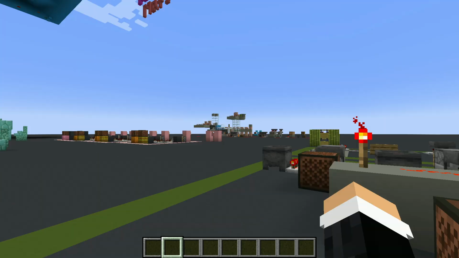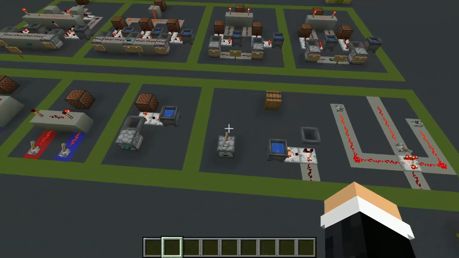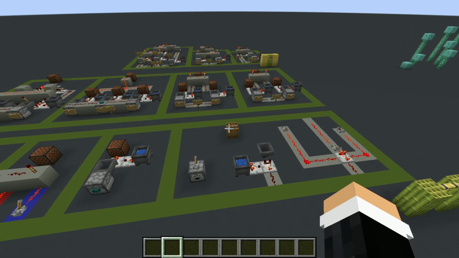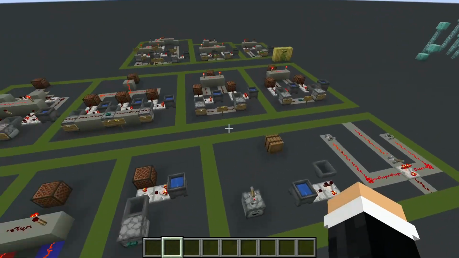So for those of you who haven't seen, last time we talked about how to make tons of different probabilities in Minecraft. Basically, if you want to simulate something like a 1 in 12 probability, you can do that. Or maybe a 15 in 81 probability. That's also something that you could do.